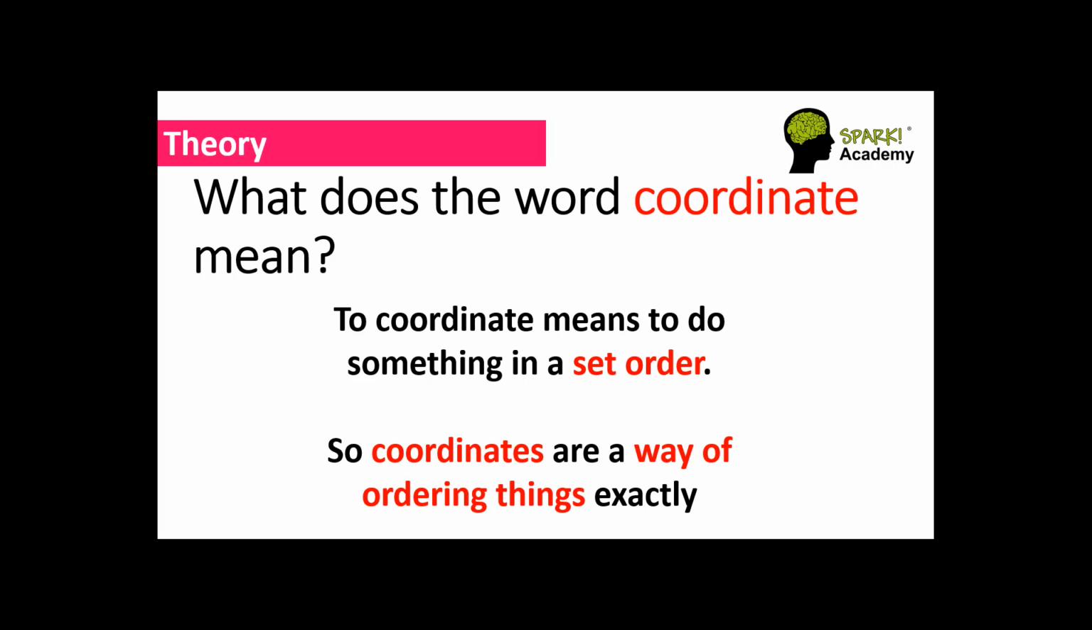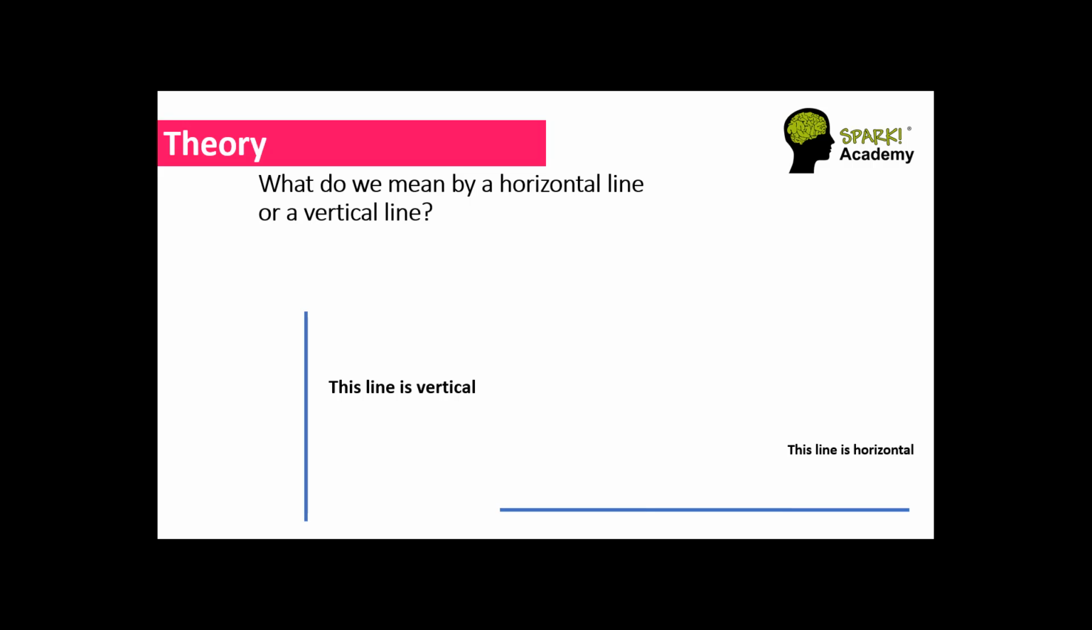What does the word coordinate mean? To coordinate means to do something in a set order. So coordinates are a way of ordering things exactly.